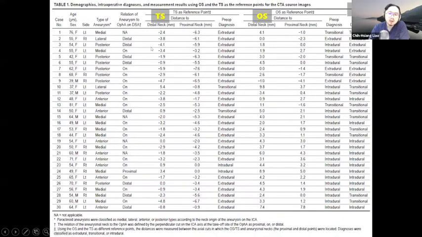Let us look at this table. Here, if we take the tuberculum sellae as the reference point, we have the proximal neck and distal neck. If the value is minus, it means it's extradural. So we got all this data here. And on the right side, we use the optic strut as the reference point. We can also get all this data. And this helps us make a pre-op diagnosis of the paraclinoid aneurysm, then compare it with the intraoperative finding.